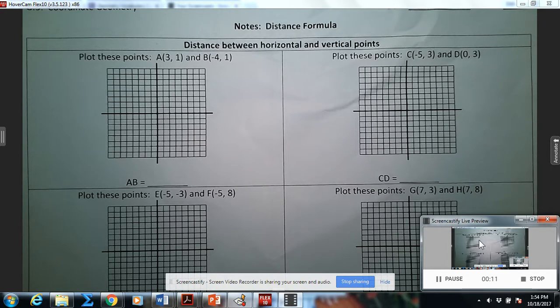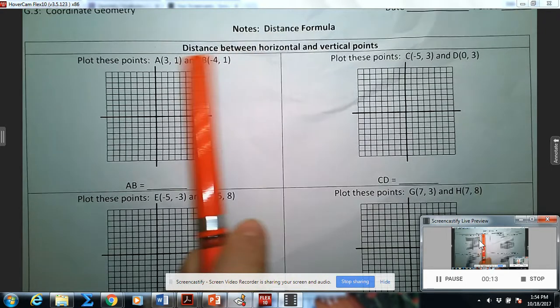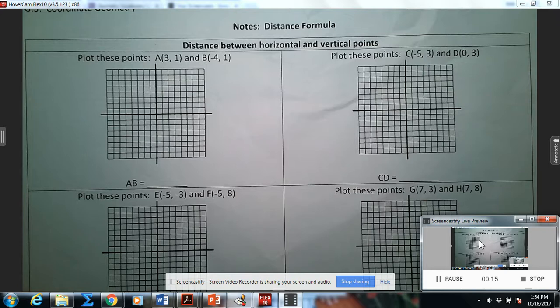Here what we're trying to do is find the distance between 2 points. In these first 4 examples, the points are going to create either horizontal line segments or vertical line segments. Let's take a look at example 1.